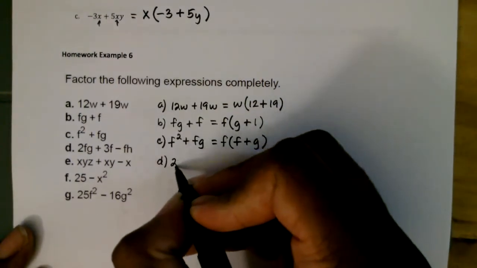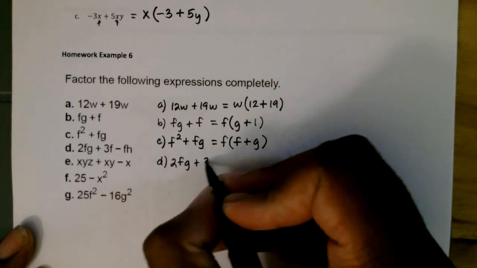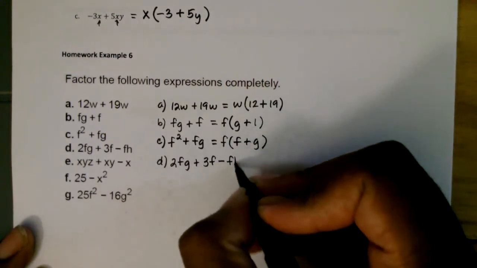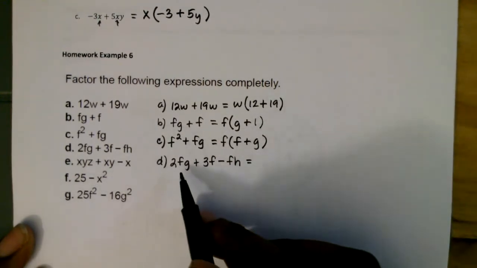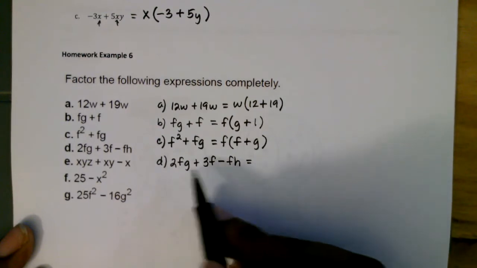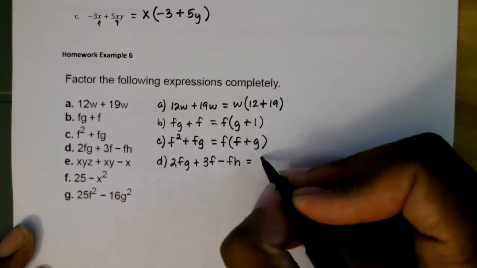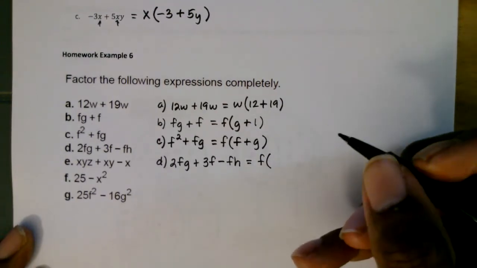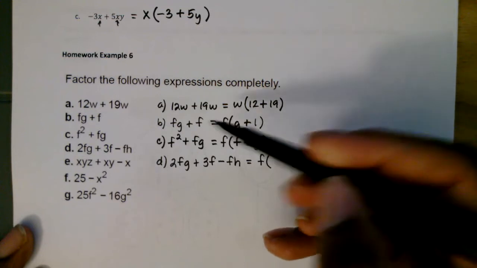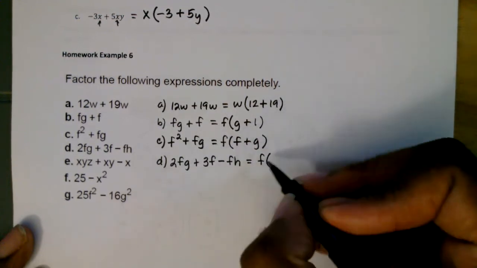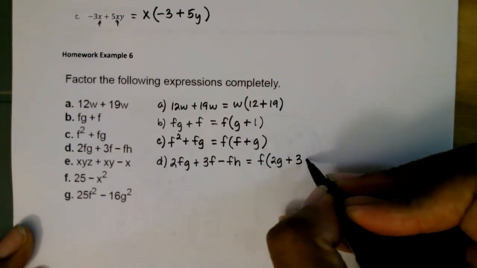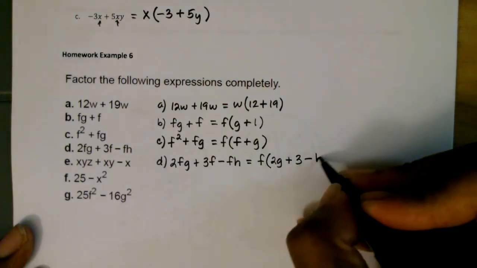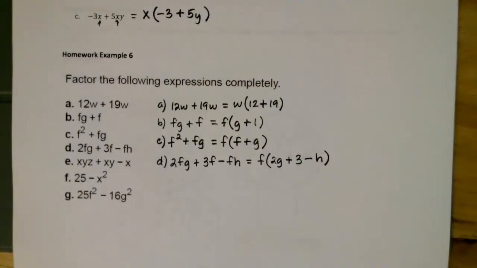Part D, 2fg plus 3f minus fh. Well, we need the common factor that's in all three of these terms. By looking at this, I see an f and an f and an f. So I can factor out the f. When I factor out the f, 2fg divided by f, you'll be left with 2g. Plus 3f divided by f, you'll be left with 3. And then minus fh divided by f, you'll be left with h. So it'll be f times the quantity 2g plus 3 minus h.